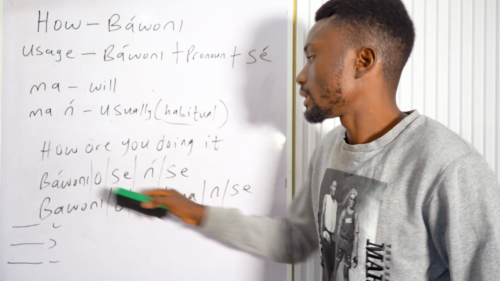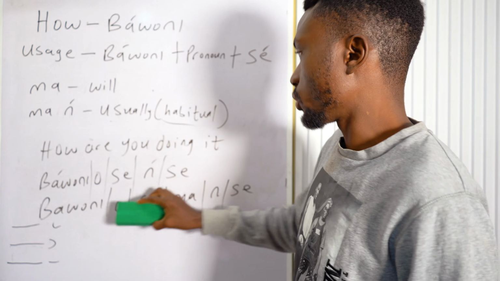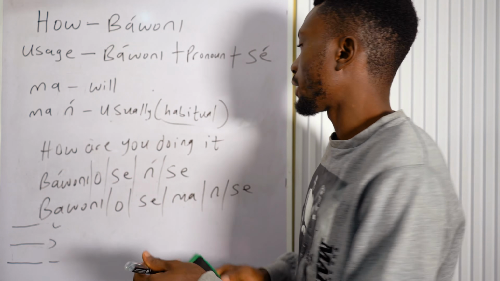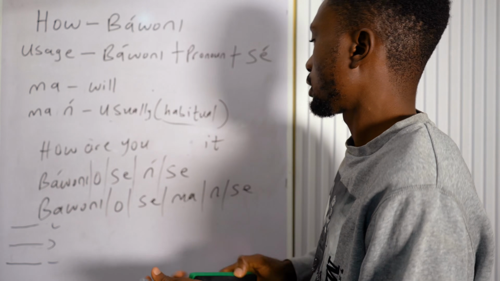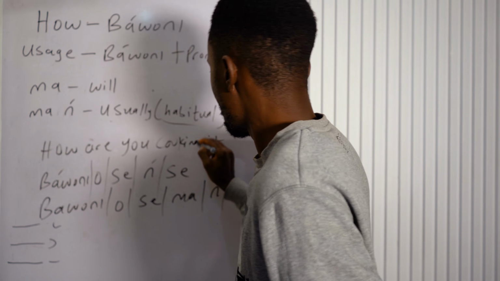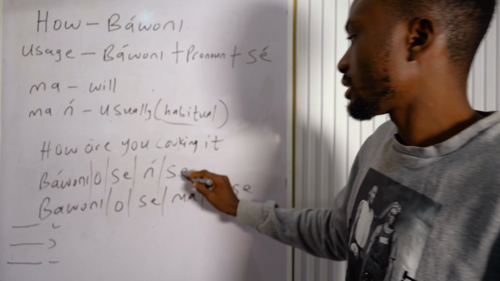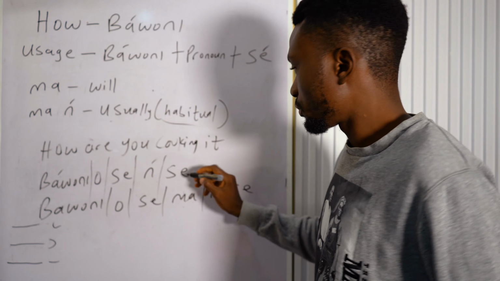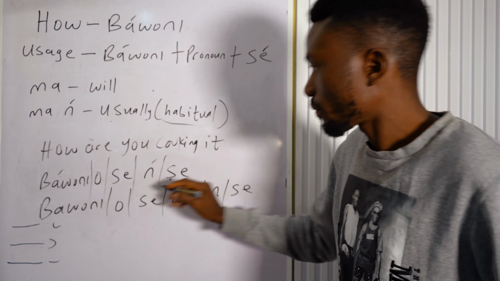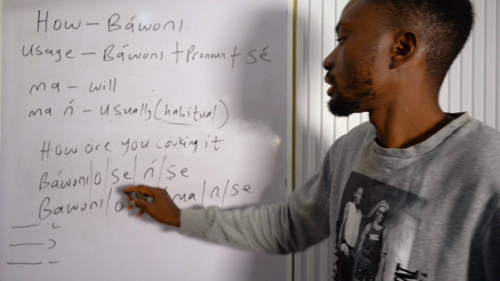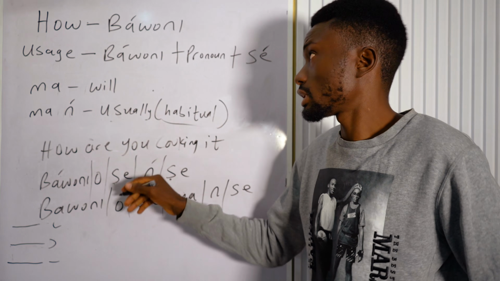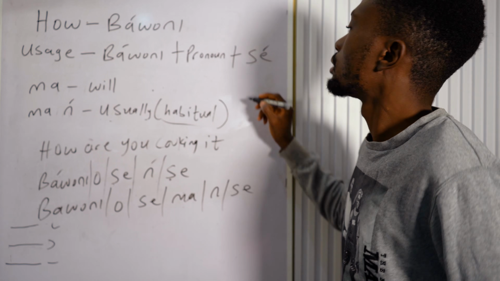So if you ask how are you doing it, it's báwo ni o ṣe ń ṣe. How are you cooking it? Báwo ni o ṣe ń ṣe. The first ṣe has a diacritic, I forgot to put it. This ṣe also has a diacritic.